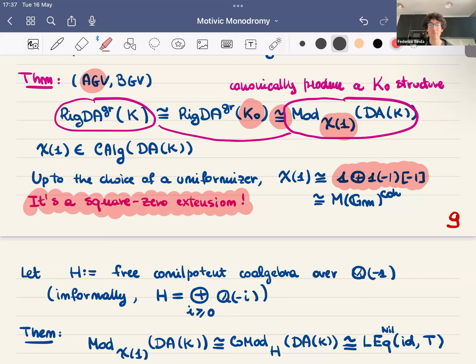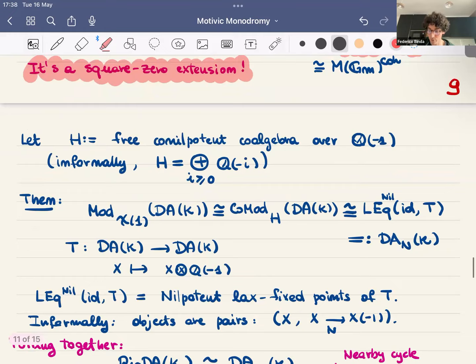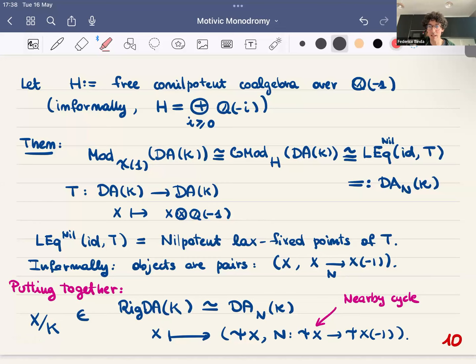Okay, so this allowed us to study this category in greater detail. And we got a purely algebraic description of the category that a priori had a lot of analytic information, because it was built out of analytic varieties over big K. And now it is described in terms of modules: purely algebraic terms, a category of modules over a certain object inside dA little k.